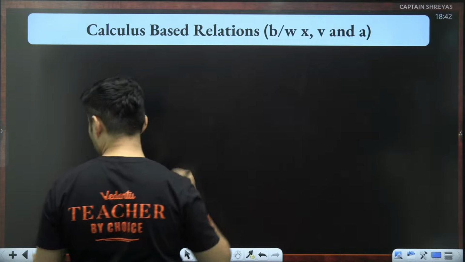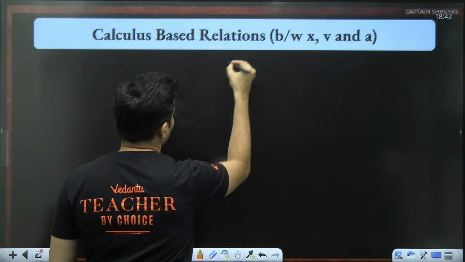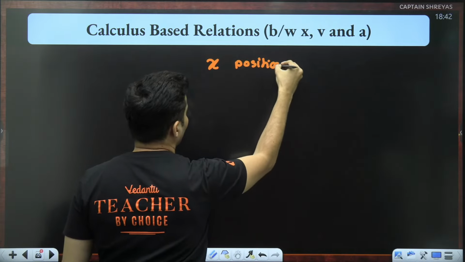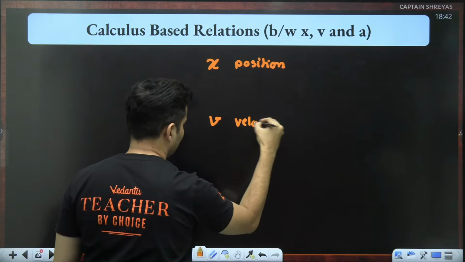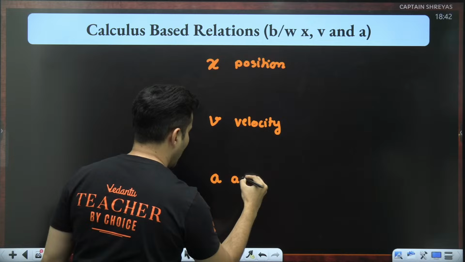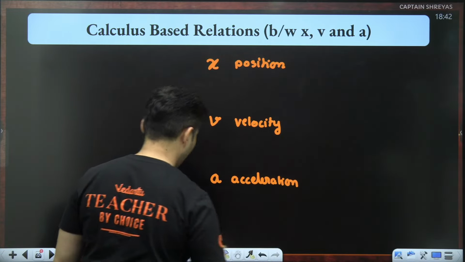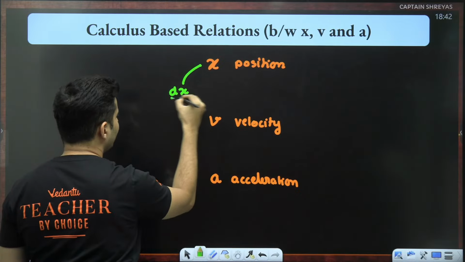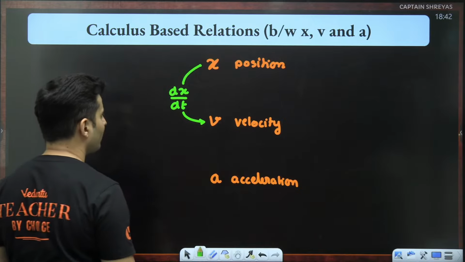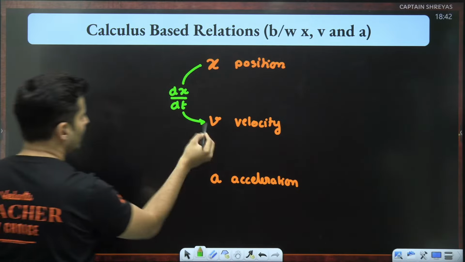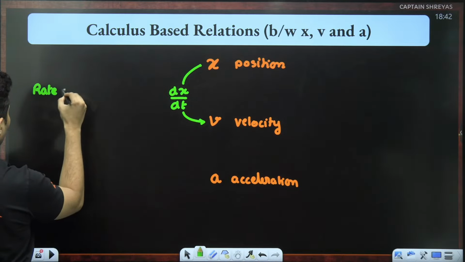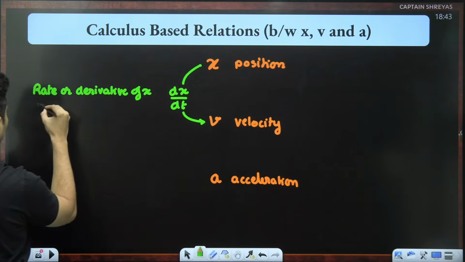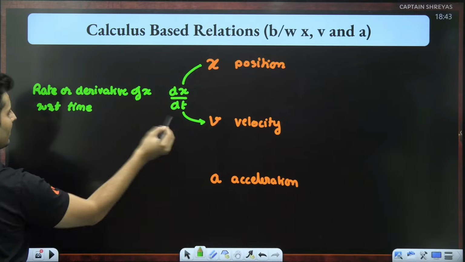So, let's learn this now. When we saw x, which was nothing but our position, and I want to go to velocity, and then I want to go to acceleration. If I go from here to here, basically you just have to do dx by dt, the derivative of x with respect to time. So it is the rate of change of x with time. It will give you velocity.